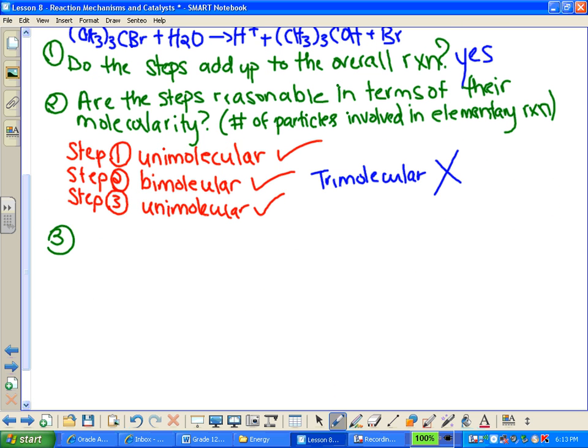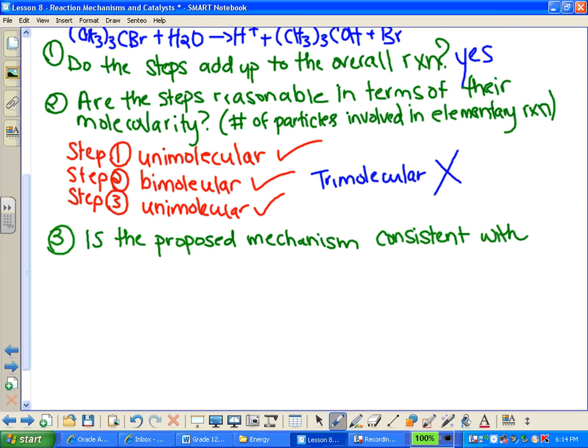So the third question you need to ask is: is the proposed mechanism consistent with the experimentally determined rate? Done.